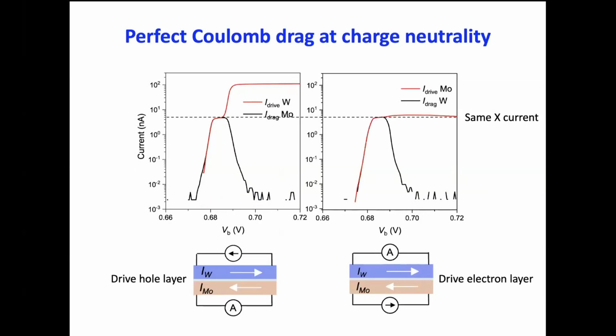Okay, so if you're still not convinced, this is another device. Basically the red is the drive current, the black is the drag current. Here we drive the hole layer and measure the drag in the electron layer. And you have something like this, you still get a perfect Coulomb drag in the excitonic insulator region. Then we switch around, we drive the electron layer and measure the hole current, which is on the right-hand side here. And you get the same perfect Coulomb drag in the same excitonic insulator region. Furthermore, you also have the same exciton current in the system. So there's total reciprocity in the system. No matter which layer you drive or drag, the result is the same inside this excitonic insulator region.